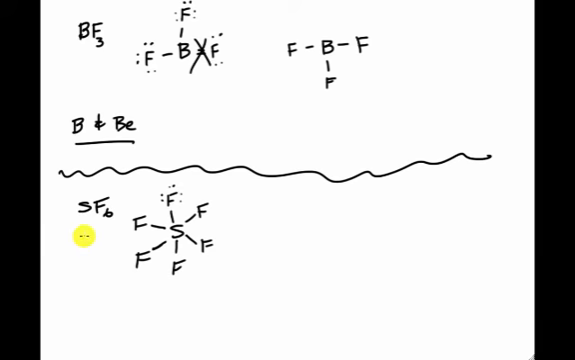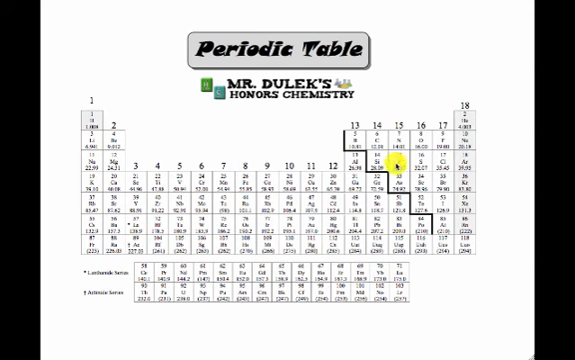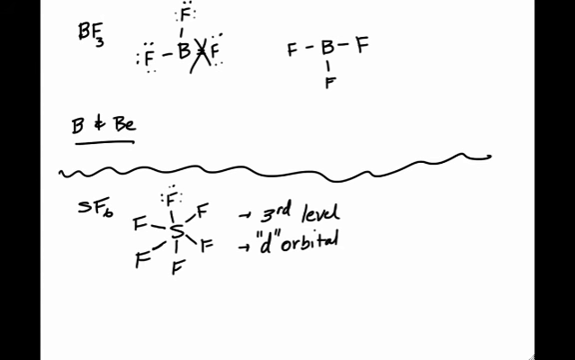Eight is not for everything. When we get to expanded octets, we can go beyond 8 only if the element is in the third energy level or beyond. Why? Because the d orbital is available. So you've got to make sure that you mention the d orbital. That's the crucial part. And why is it available? Because that's where the third energy level starts. So you can see there are a lot of elements that can go beyond the octet rule. We don't tend to see them too often, but there definitely are a lot of them. Those are your 2 exceptions to the octet rule.